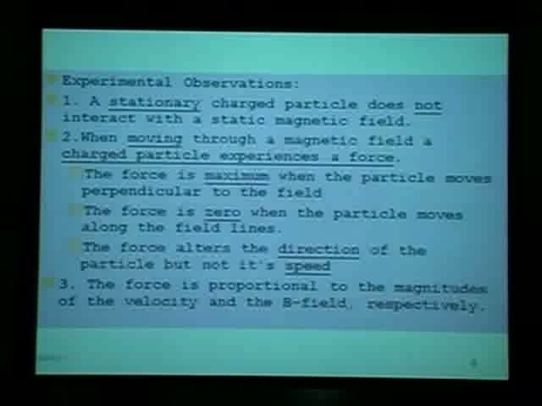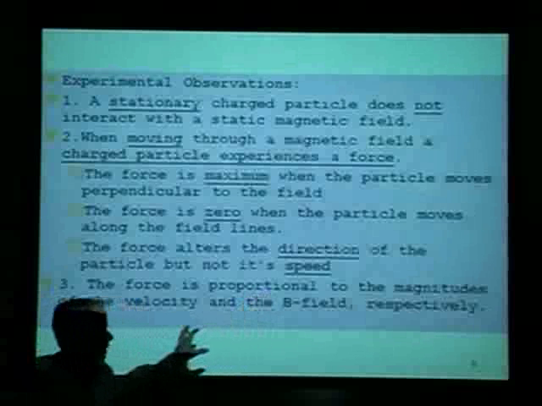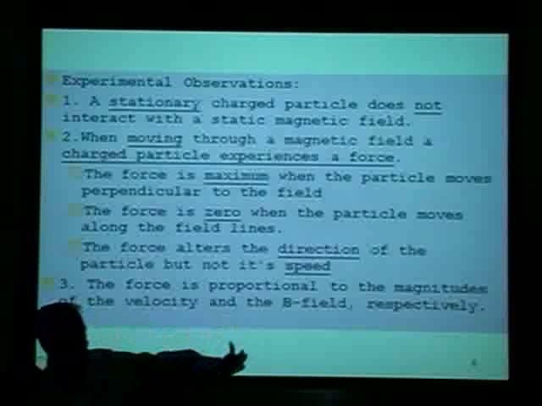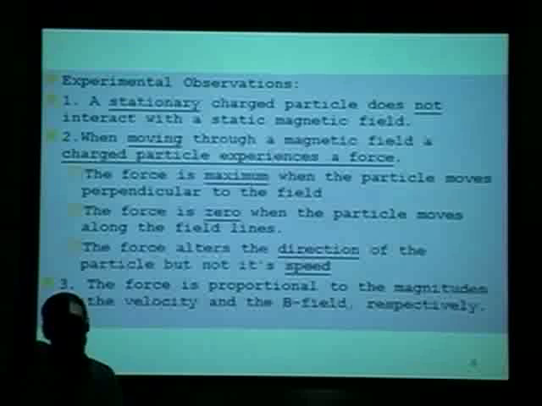And the force is proportional to the magnitudes of the velocity and the magnetic field respectively, and we designate magnetic field by B. So the magnetic field is designated by the B field. Why B? I think it's because we haven't used B for anything. It's available. And we've used M for mass and magnitude and other things. And B kind of looks like an M. If you turn B on its side and put a bar over it, it kind of looks like an M. So it makes sense. It's like a magnetic field.